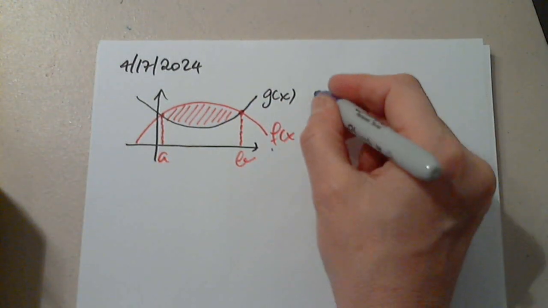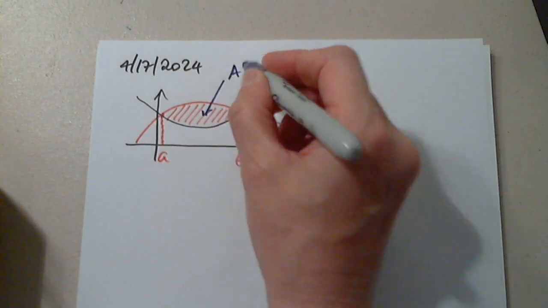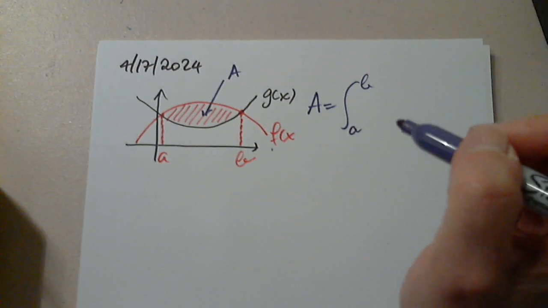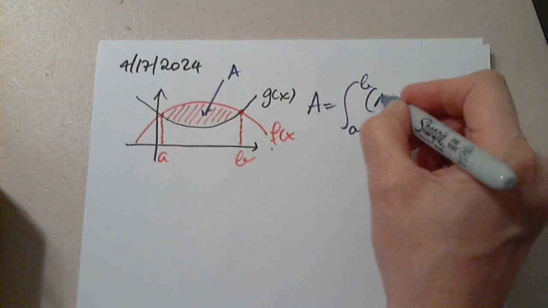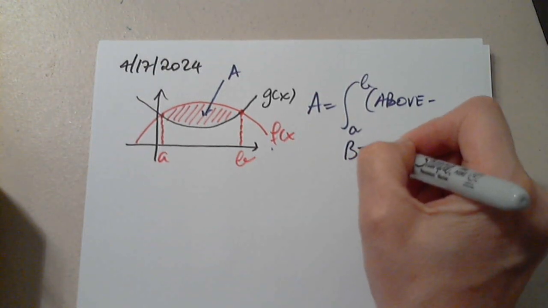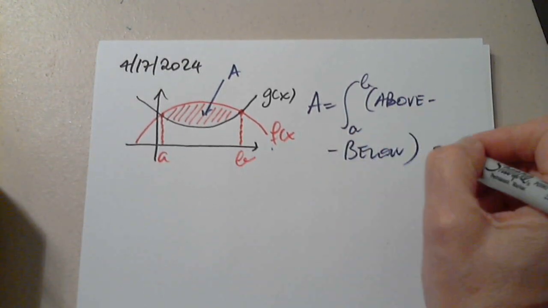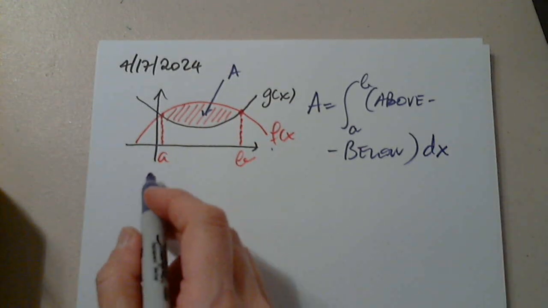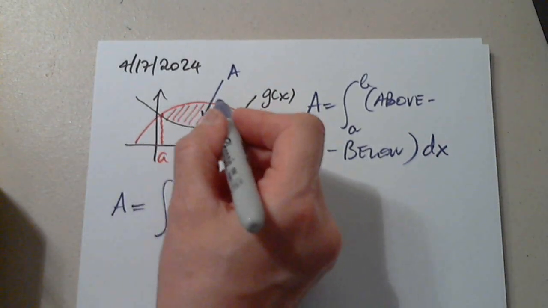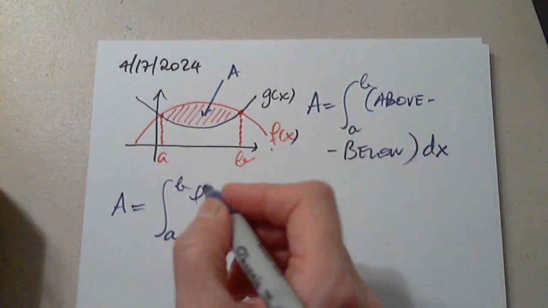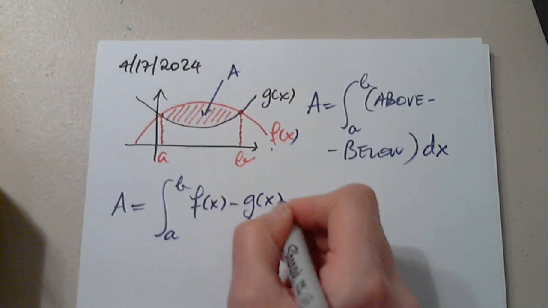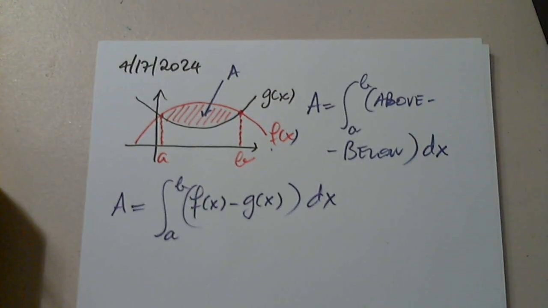Very simple. So the area enclosed, this area, is the integral from A to B, from the point of intersection to the point of intersection, from above minus below, of course, dx. So in this case, the area will be the integral from A to B. Above is f of x, minus below is g of x dx.